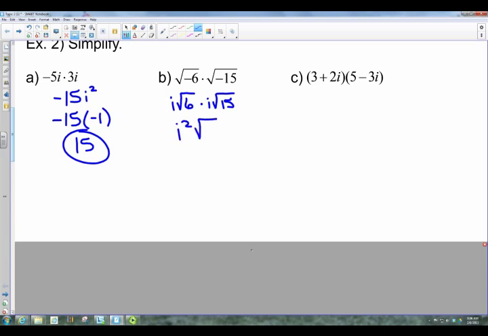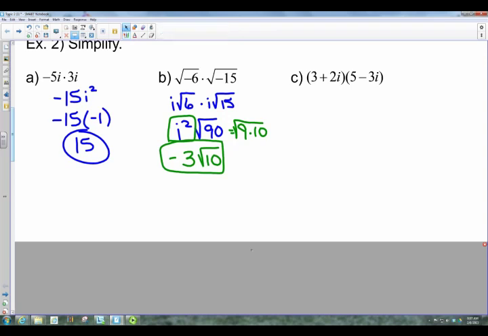We've seen that, we know what happens. Then you have 6 times 15. 6 times 15 is 90. Well, 90 is something that can be broken down. That is 9 times 10. And when I take the square root of each of those, the 9 gives me a 3. The 10 has to stay under the square root of 10. But what about this i squared? Well, remember, i squared is a negative 1. And if we multiply 3 square roots of 10 times that i squared, or the negative 1, you end up with a negative 3 square roots of 10, and there's your solution.